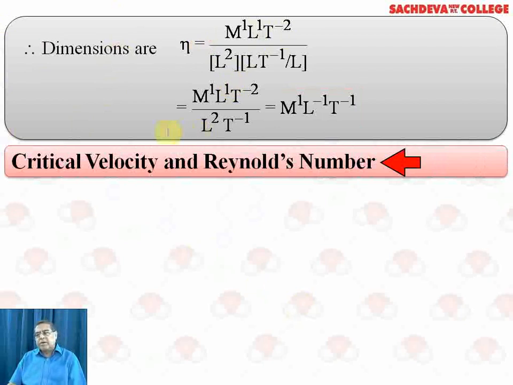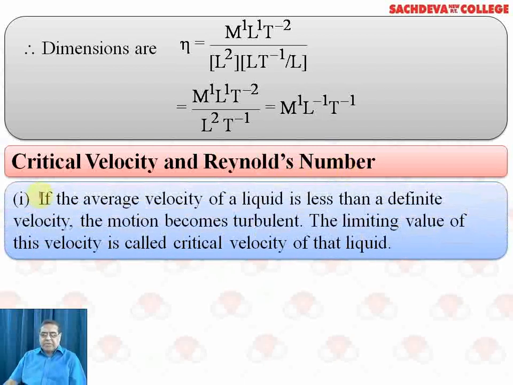Critical velocity and Reynolds number. So when we use the terms critical velocity and Reynolds number, this number decides whether the flow is laminar, stable, or turbulent. If the average velocity of the liquid is more than the definite velocity, the motion of the liquid becomes turbulent.